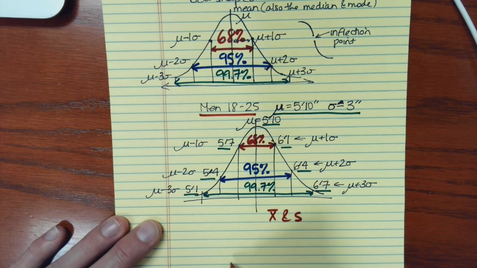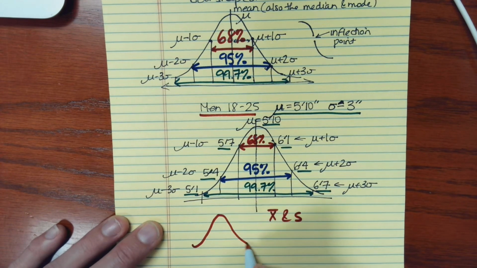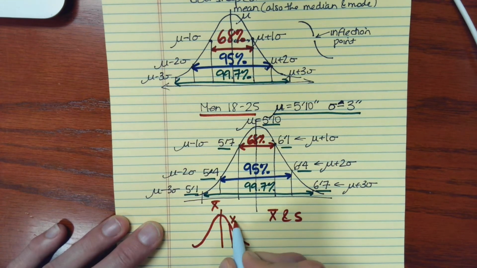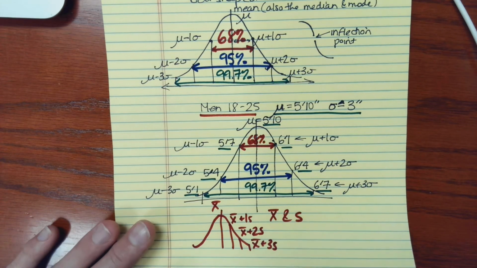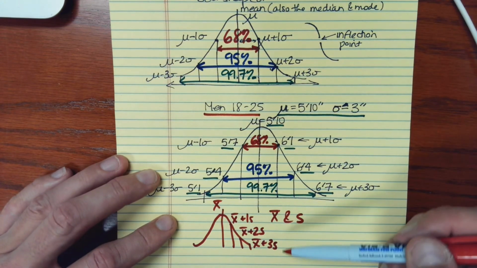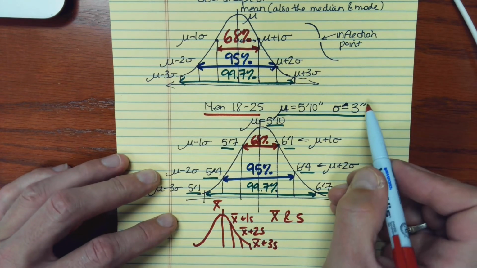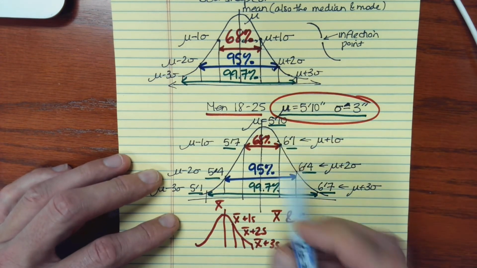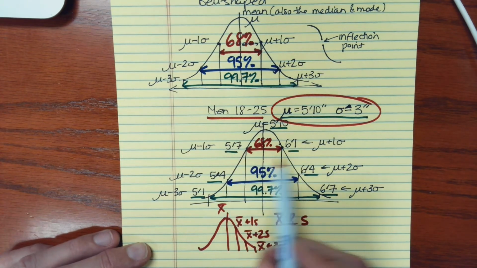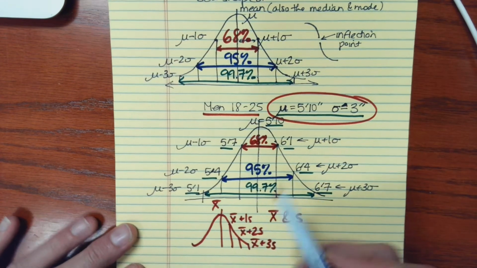In that case, your curve would be labeled with X bar in the middle, and then X bar plus 1S and X bar plus 2S, and then lastly X bar plus 3S, and the same on the other side. But again, you want to check to make sure that you have a bell-shaped distribution before you apply the empirical rule. And sometimes you're going to have to calculate these two values so that you can label your curve and figure out the lower and upper bounds for these ranges that correspond to these various percentages.